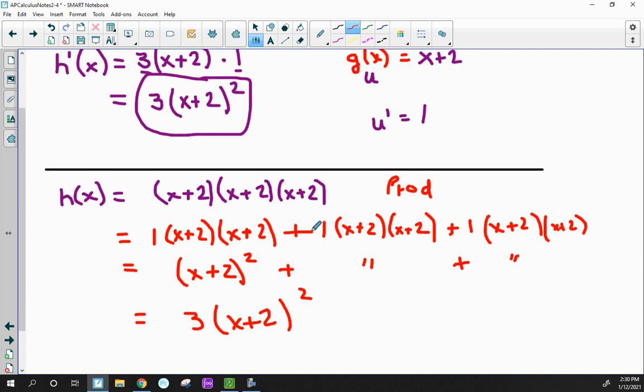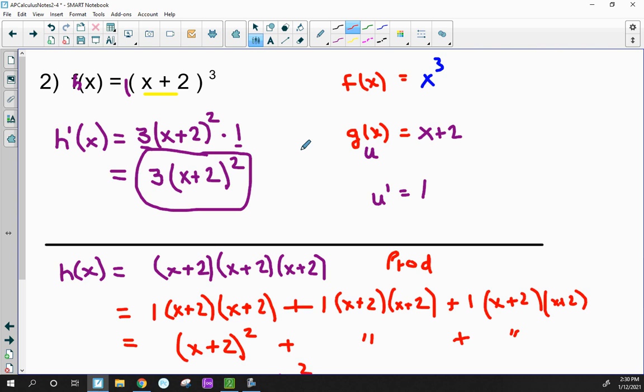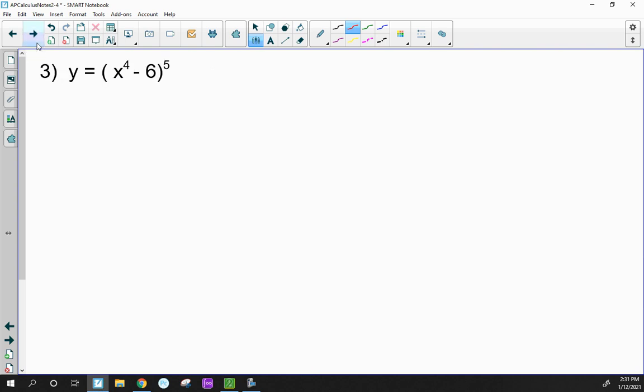It took me a little longer to do this, so that's why chain rule I think is definitely important to know, but because sometimes you have to use chain rule, you can't get away from it. But even when given an option, I like to use the chain rule because for me it's faster. All right, let's try this one.